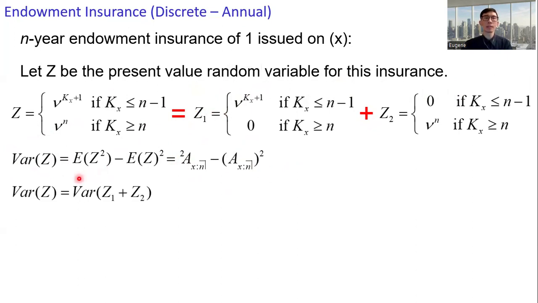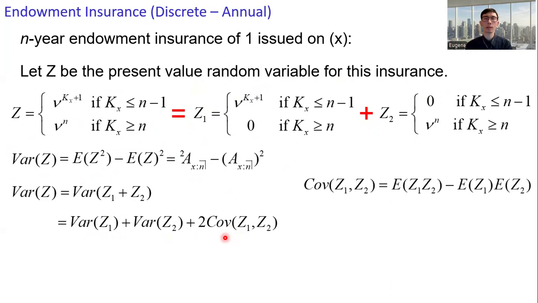Variance of Z equals the variance of Z1 plus Z2. Expanding this, we get the variance of Z1 plus the variance of Z2 plus the covariance term, 2 times the covariance of Z1 and Z2, the covariance of an end-year term insurance and the end-year pure endowment. The covariance term, by definition, is the expected value of Z1 times Z2 minus the product of the expected value of Z1 and the expected value of Z2.